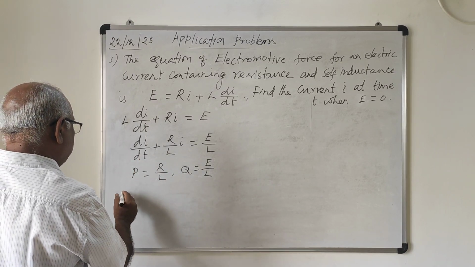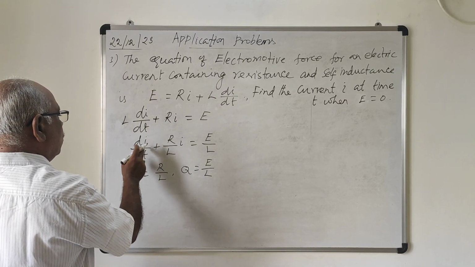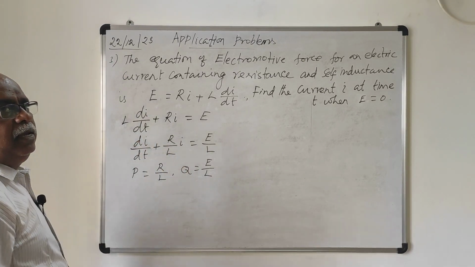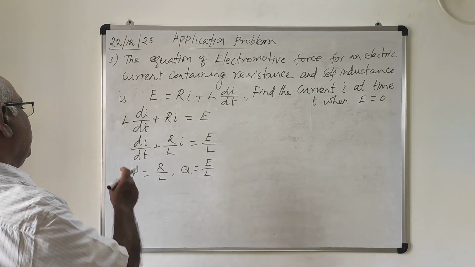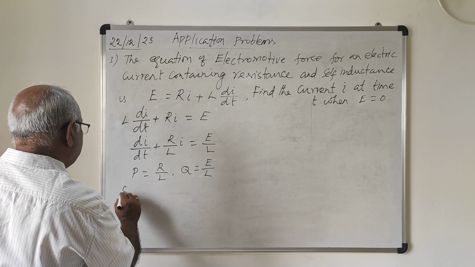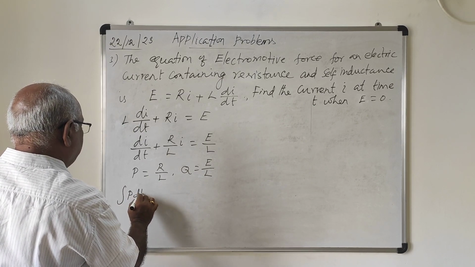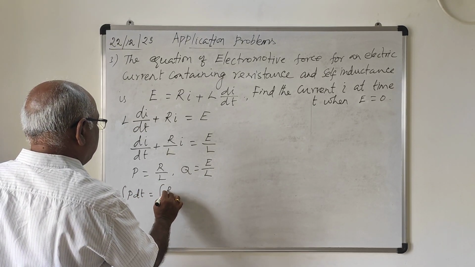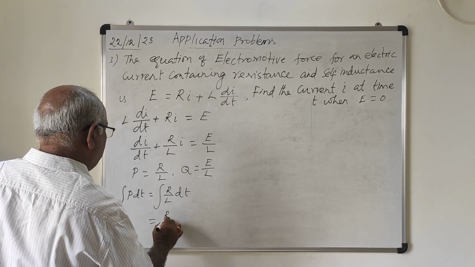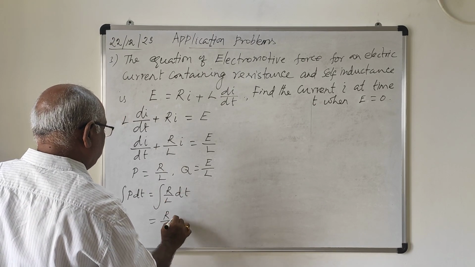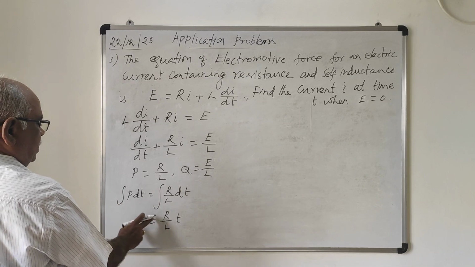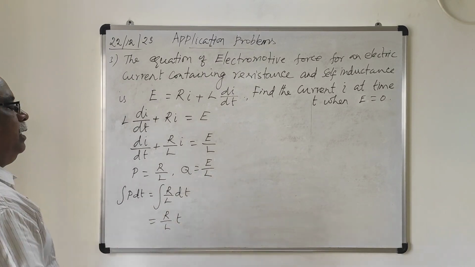Now the first step is to integrate P. In dy by dx, y is I, so replace y by I and x by t. Therefore, the integral of P dt, where P is R by L, is R by L, taking it outside the integral, and the integral of dt is t. So the integral of P dt is R by L into t.